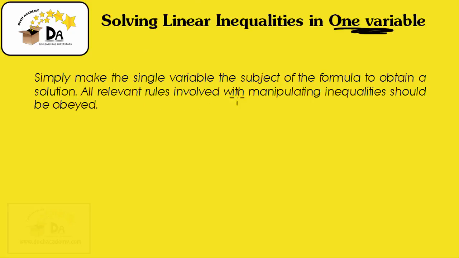All relevant rules involved with manipulating inequalities should be obeyed. So if you're multiplying an inequality through by a negative number, remember to reverse the symbol. If you're swapping the left hand side and right hand side terms of the inequality, remember to reverse the symbol. So we're going to delve into some examples to make sense of everything I just said.